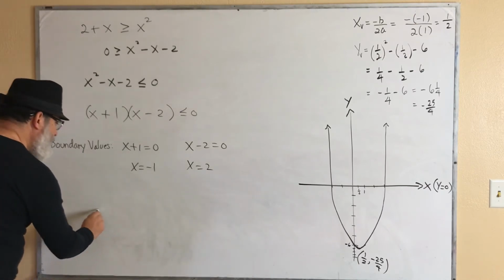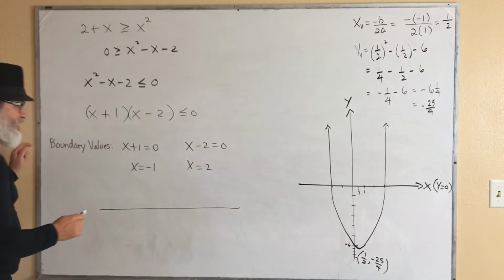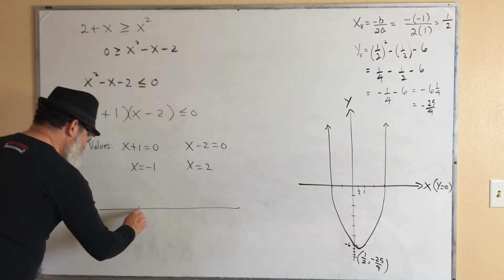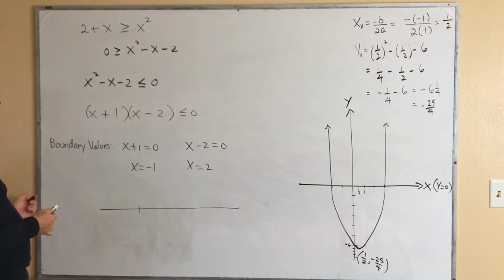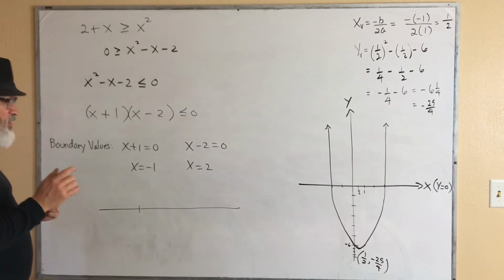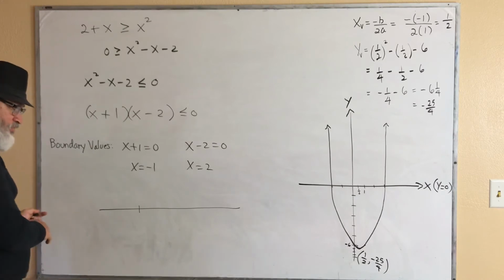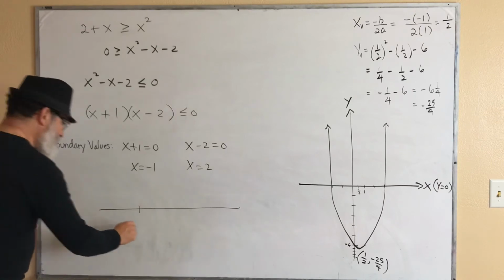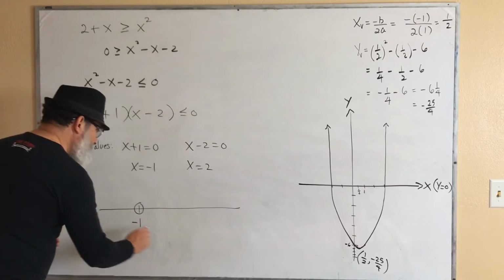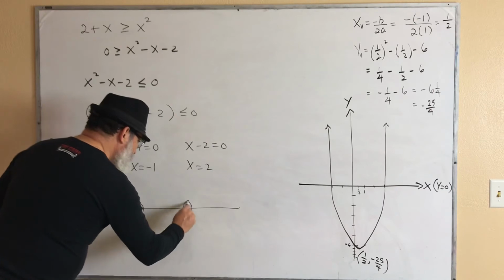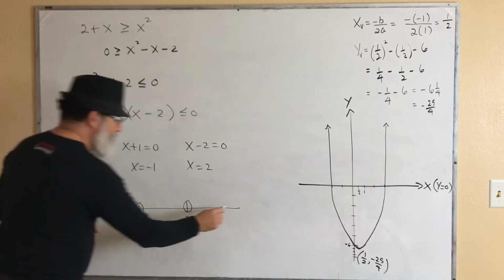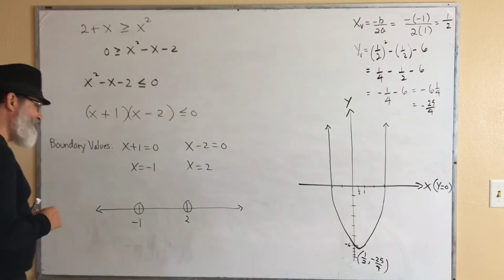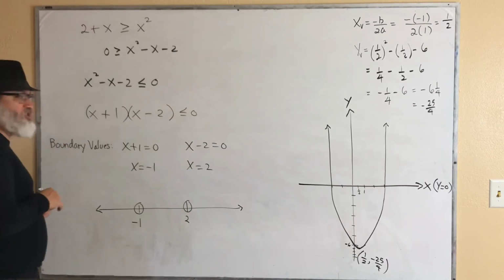Go to the number line, draw your number line, and then draw your boundary values. Make sure that the negative is always to the left of the other one. The smaller value, you better always write it to the left. If you don't do that, you're going to get it incorrect. So negative 1, circle, and 2, circle, and do that.